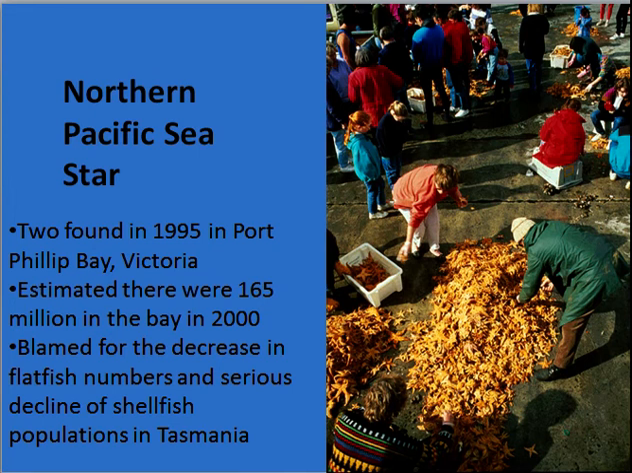Okay. Here's the Northern Pacific sea star. Two were first noticed in 1995 in Port Phillip Bay in Victoria. And by 2000, in 5 years, it was estimated there were 165 million of these in the bay. So they were blamed for the decrease in flatfish numbers, serious decline of shellfish, a scallop fishery pretty much disappeared because the scallops didn't have an escape response to these predators that they hadn't evolved with, and so there have been serious economic implications for this one.